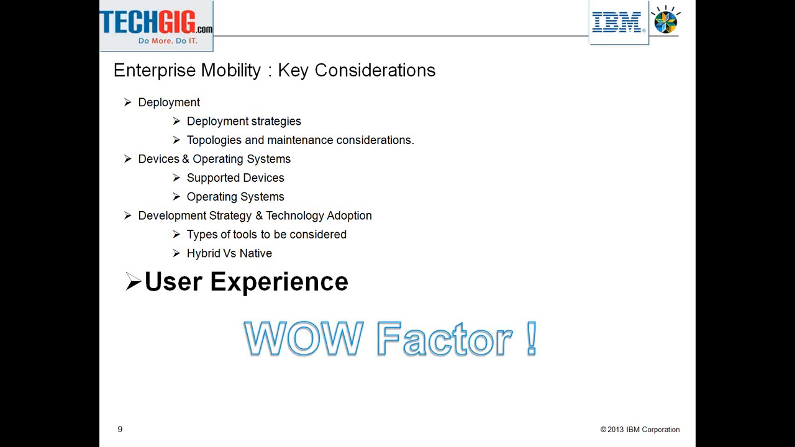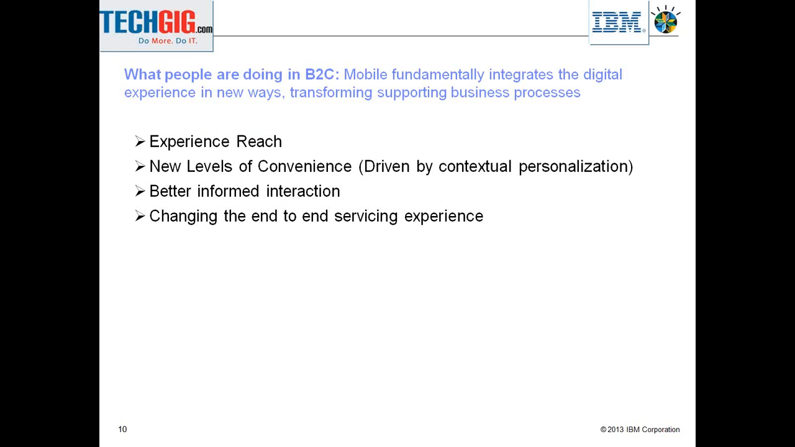The last one, but the most important thing which we need to consider, is the wow factor. Right? When the user sees the application, the wow should come, and that is a big consideration every business is providing today. We should not forget that just giving the functionality doesn't really motivate users to use the application. That wow should come out. What people are doing in B2C is experience-rich, a new level of convenience driven by contextual personalization, better informed interaction, changing the end-to-end servicing experience. So these are the B2C scenarios.